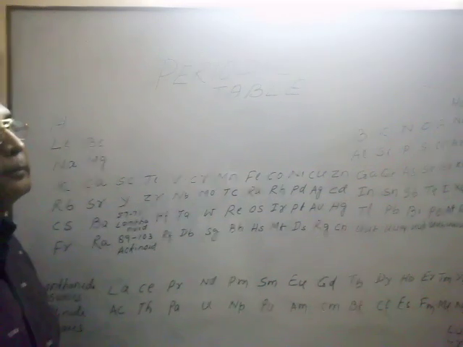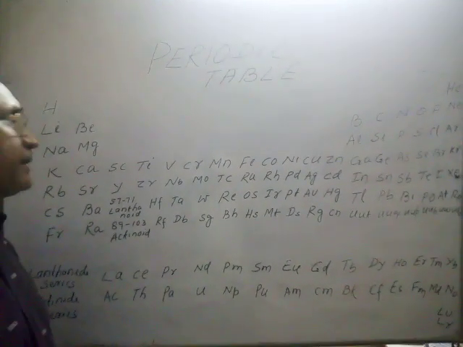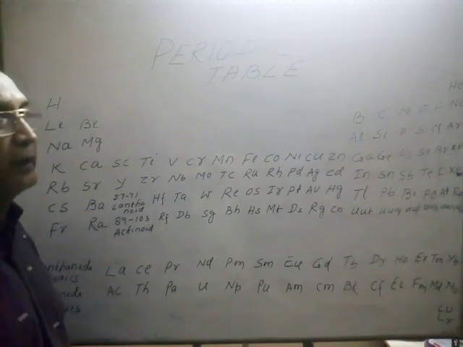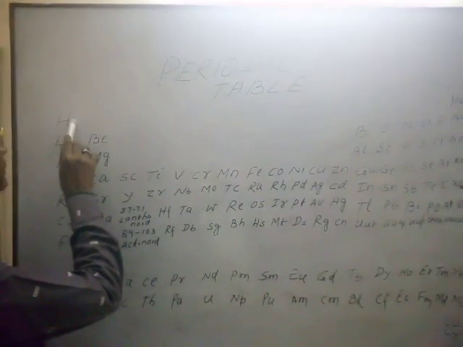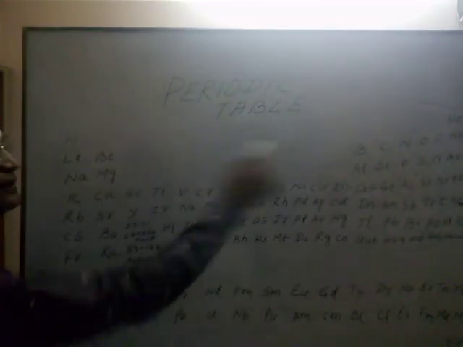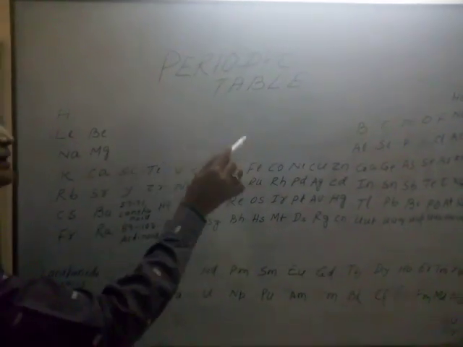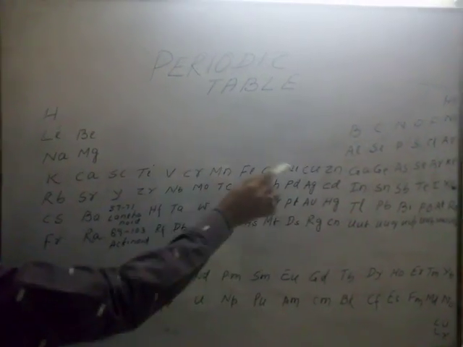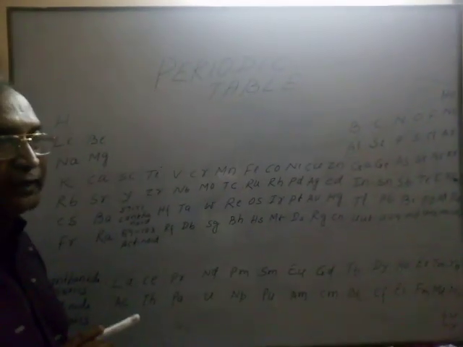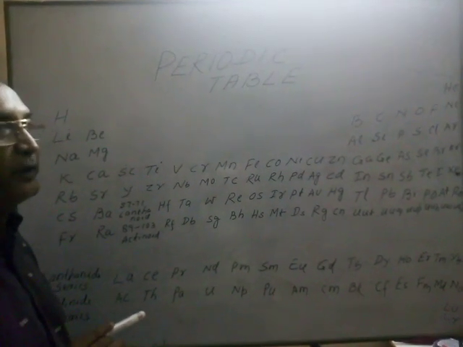In the previous class, we already discussed the seven periods which are present in our Mendeleev's periodic table. Here you see period 1, period 2. These horizontal lines represent the periods. Period 1, period 2, period 3, period 4, 5, 6, 7. There are 7 periods in our Mendeleev's periodic table.